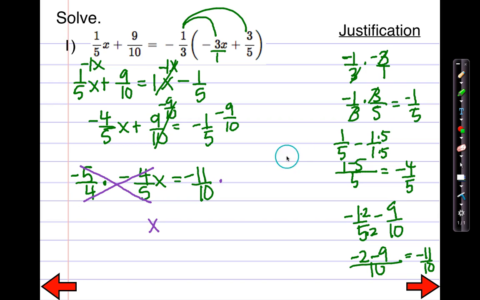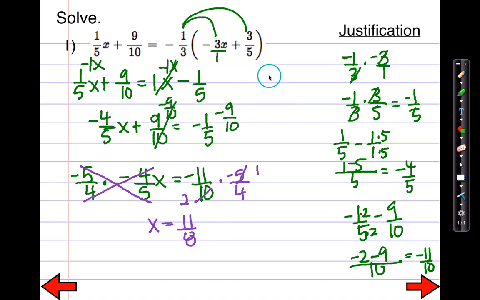If I multiply this side by negative 5/4, I'm going to do the same on this side. I'll notice here negative times a negative is a positive. And then I'm going to cross reduce. 10 and 5 have 5 in common. 5 divided by 5 is 1. 10 divided by 5 is 2, leaving me with an answer of positive 11/8 as my final answer.